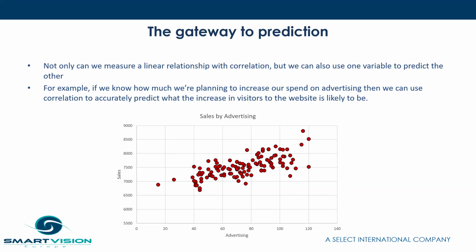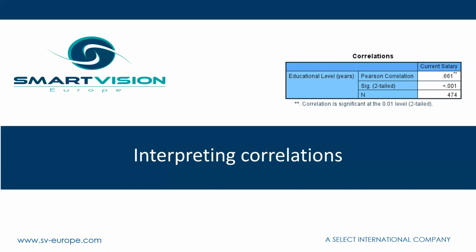So for example, if we know how much we're planning to increase our spend on advertising, then we can use a correlation to accurately predict what the increase in visitors to the website is likely to be. We might be able to establish how strong the relationship is between them, and in doing so, use that relationship to predict and say, well, look, if we increase our advertising by 50%, how many more sales should we get, or how many more hits onto the website should we get?